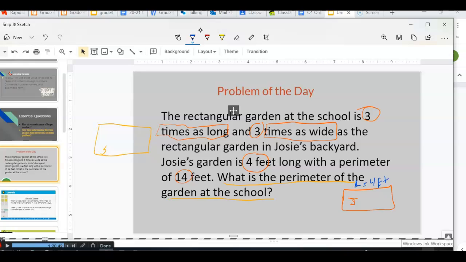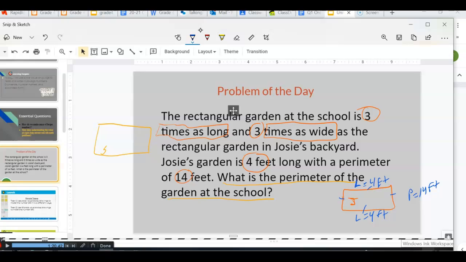So if this side is 4 feet, since this is a rectangle, that means that they have the same size sides. That means that this side also is going to be 4 feet. Okay, automatically. It has a perimeter of 14 feet. All right, so the perimeter for her is 14 feet. Remember, the perimeter is the outside of a figure. So that means this side, this side, this side, and this side all added up together gives you the perimeter. Okay, so let's see. And we're going to start adding them up.